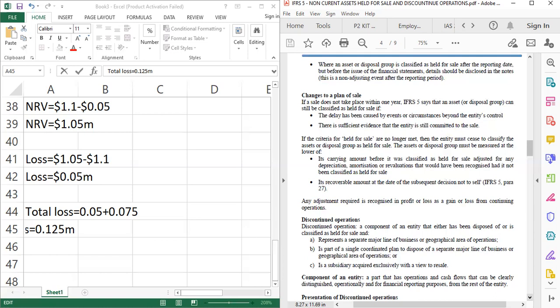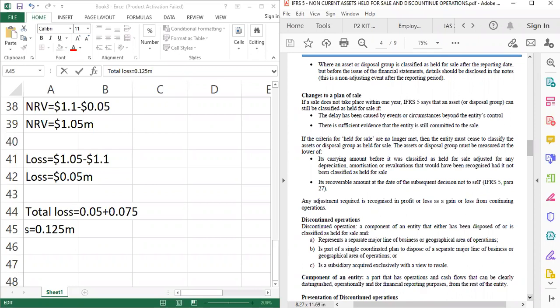But what comes under discontinued operation? If you have a major line of business or a geographical area of operations and you want to sell it, like the provision store, that is a discontinued operation. Or it's part of a single coordinated plan to dispose of a separate major line of business or geographical area of operations.